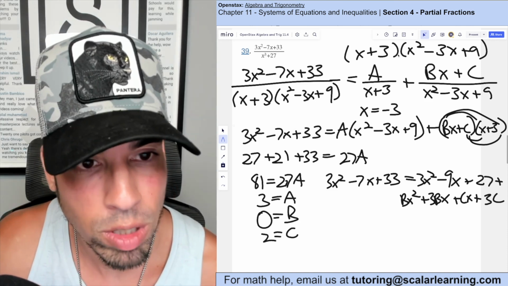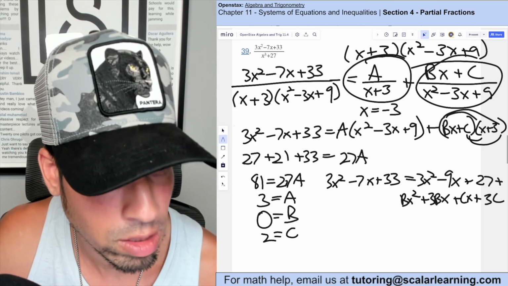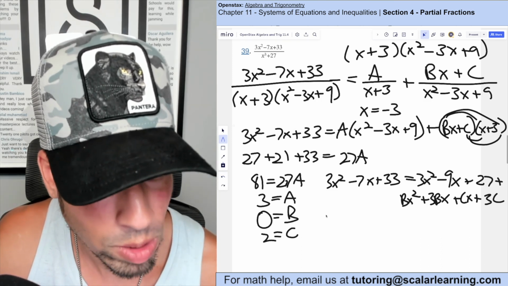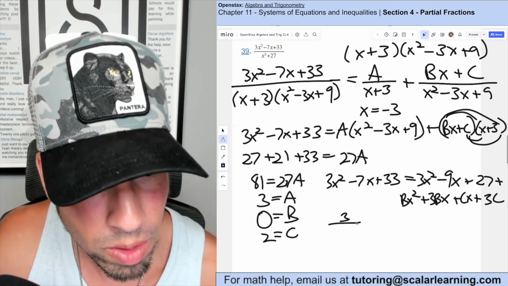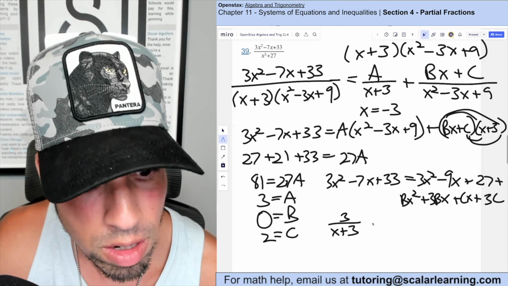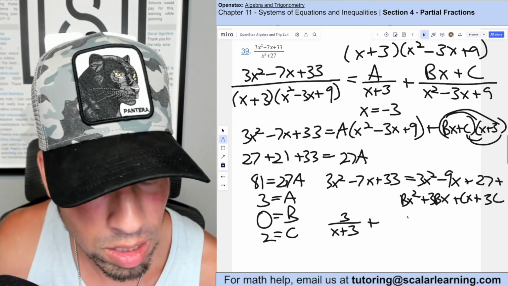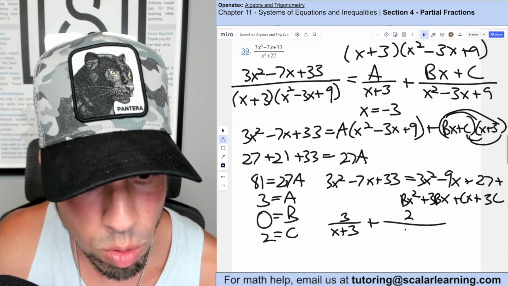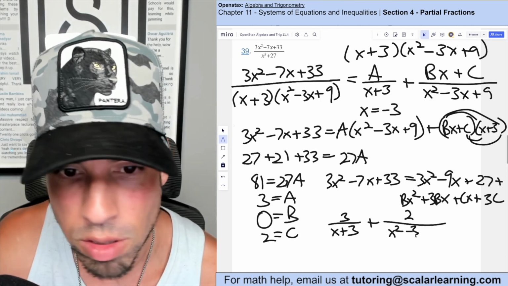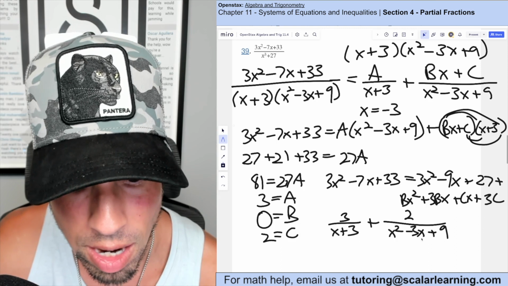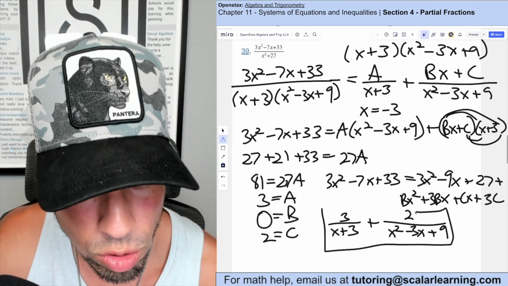Last but not least, now we're going to rewrite it with these as our fractions. So we have A, which is 3, over x plus 3, plus 0 for B, so that just goes to 0, plus C, which is 2, over that quadratic, x squared minus 3x plus 9. And that is how you do it.